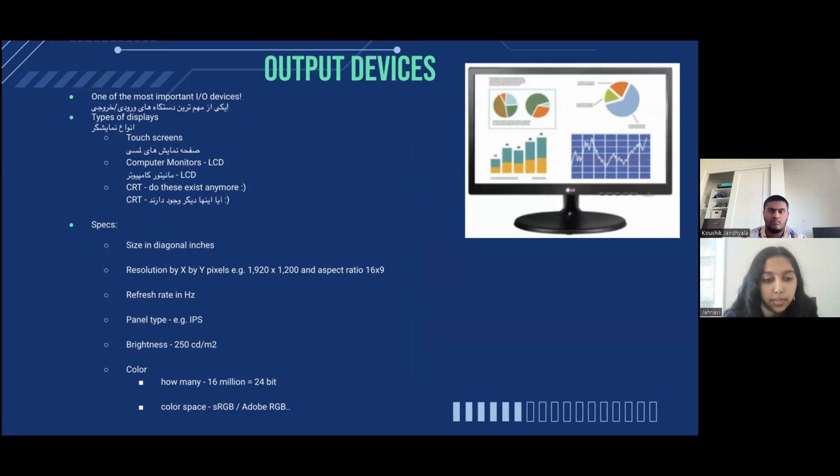Next, we have specs. In the specs, we have the size in diagonal inches, and we have resolution by X by Y pixels. For example, we have 1920 pixels by 1200 pixels, and the aspect ratio 16:9. Then we have the refresh rate in hertz, the panel type, for example, IPS, the brightness, which is 250 cd per m squared, and the color, which is the color space.